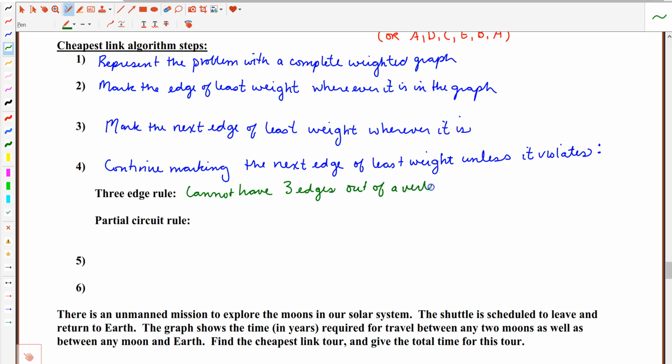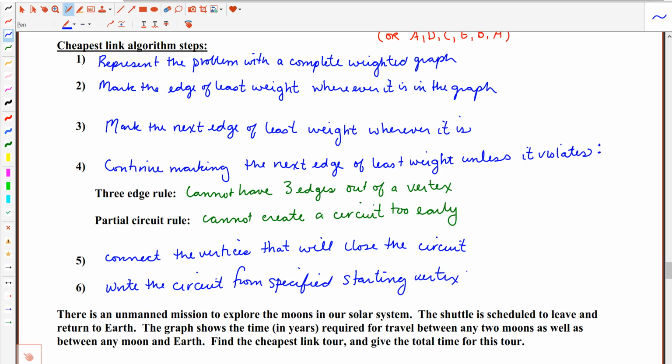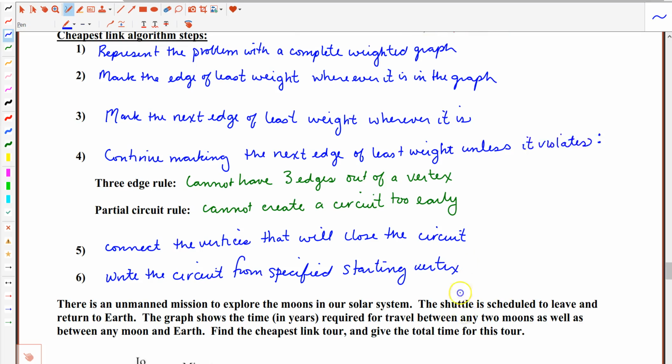And then for step 6, you're going to write the circuit from the specified starting vertex. So we're going to take that into account all the way at the end. Now there's a lot going on here, so let's take a look at all of this inside of our example.